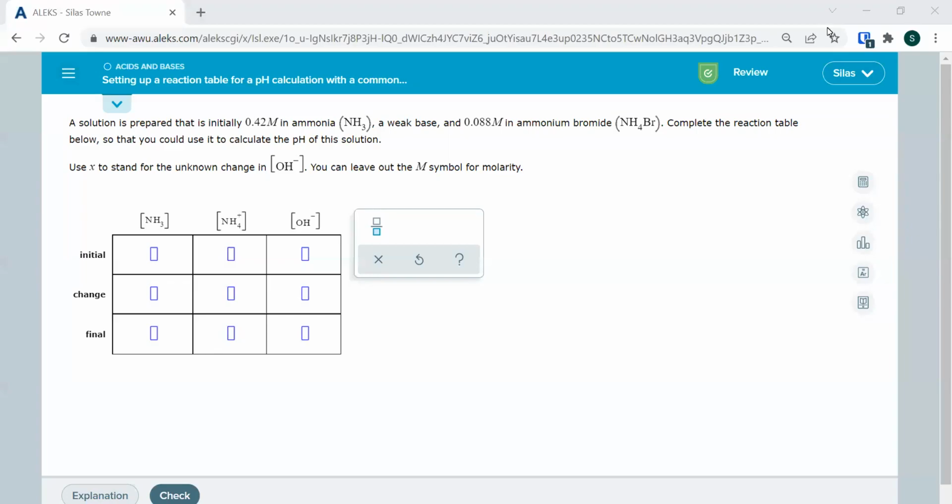All right, in this question, we are looking at the idea of a common ion and setting up the reaction table for a pH calculation. In this question, you will not actually solve for the pH. And here we have a weak base, but we could still write the equation here. So we could say, okay, we've got ammonia, it's in water, and we are forming NH4 plus and OH minus.